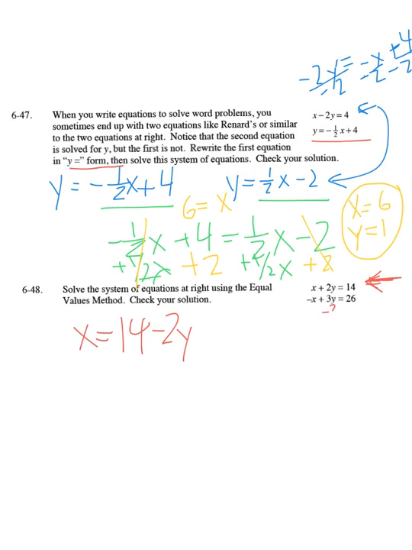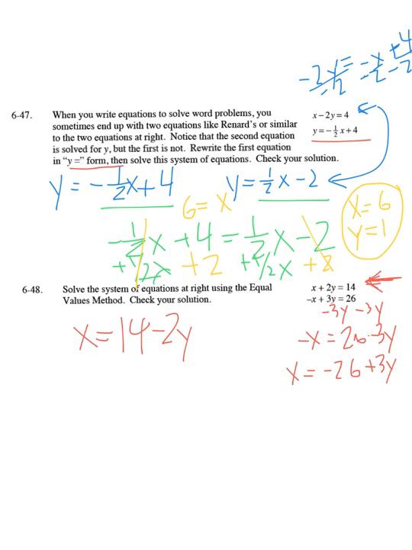If I subtract 3y from both sides, that would leave me with negative x. And so then I would have negative x equals 26 minus 3y. And I would just multiply everything or divide everything by negative 1. So I would turn this into x equals negative 26 plus 3y.